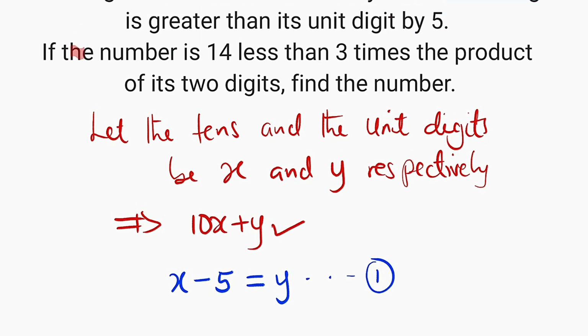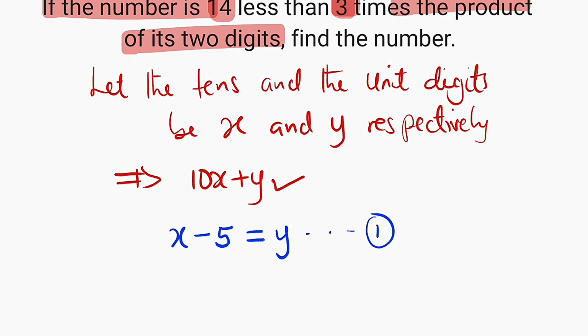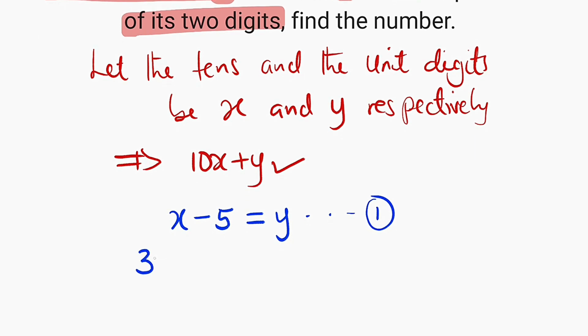Again, the question stated that the number, which is the entire number, is 14 less than 3 multiplied by the product of the two digits. This means that if we take the first and the second digit, multiply them together, multiply by 3, and take away 14 from the result, we shall obtain the required number. So 3 multiplied by the first digit, multiplied by the second digit, take away 14. This will result in our number, which is 10x plus y. Let me call this equation number 2.